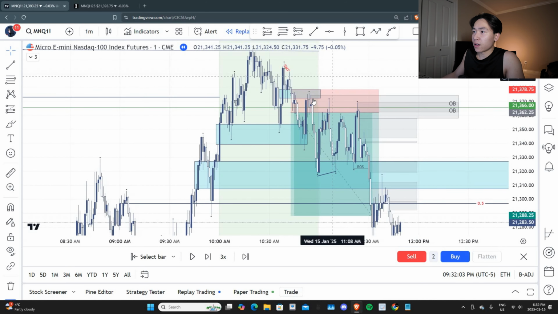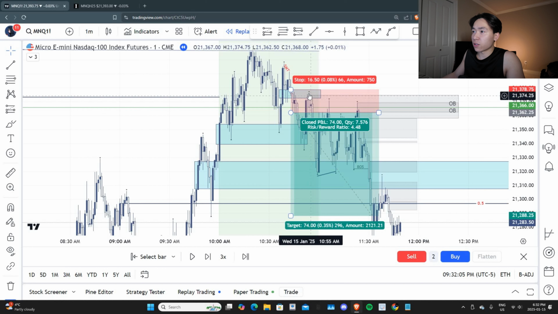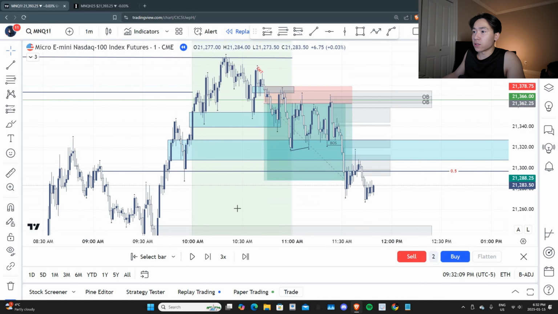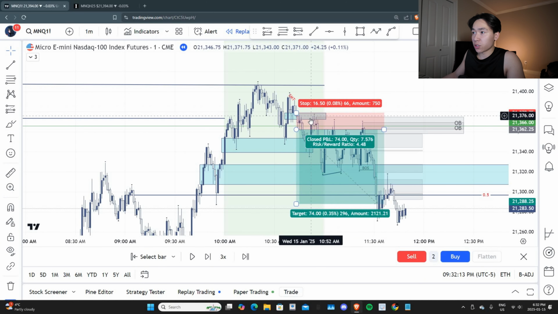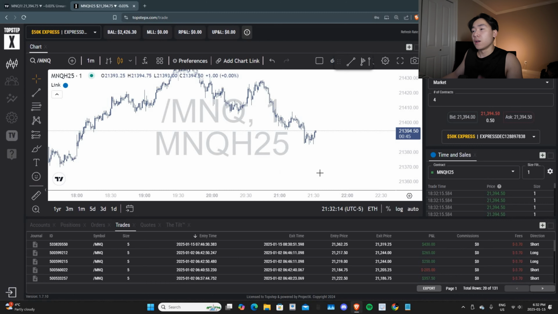For the entry, I just took a market order after I saw rejection off this inverse, but overall bias was still for price to continue lower with confluences like the rejection and SMTs, right? So yeah, we made $430 on the day on our Express Funded account, so I thought that was pretty cool.